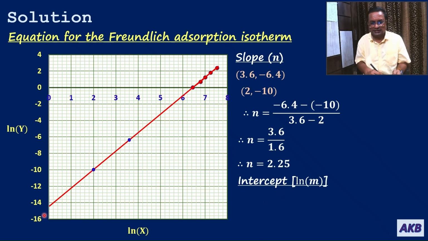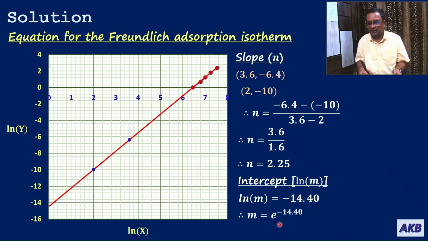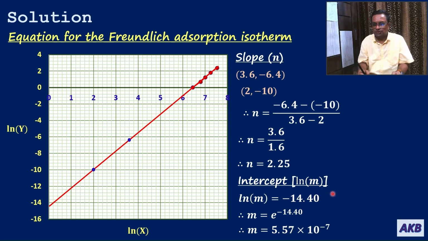Then the intercept on the y-axis is minus 14.40, and that means m is e raised to minus 14.40. That is, m comes out to be e raised to minus 14.40, which is 5.57 into 10 to the power minus 7. So in this way we have got the values for the two constants. Why have we done that? Because once we get the straight line, we have concluded that the converted equilibrium data is following the Freundlich adsorption isotherm.